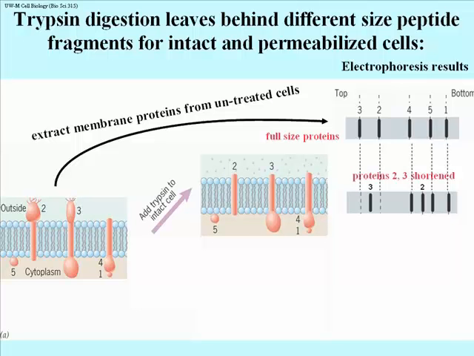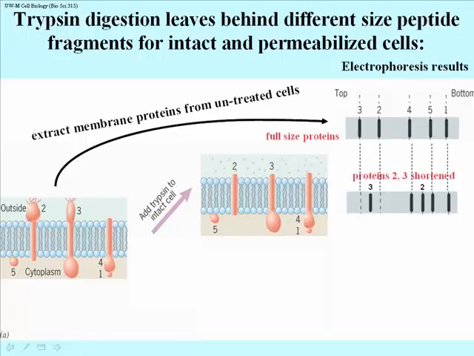So the cartoon you are now looking at is intact cells that have been treated with trypsin, and the trypsin has digested parts of proteins 2 and 3, because that's all that's accessible to the trypsin in the outside environment of these cells. If we now extract these proteins and run them on a gel, we will see a gel that looks like the one that just appeared a second ago.